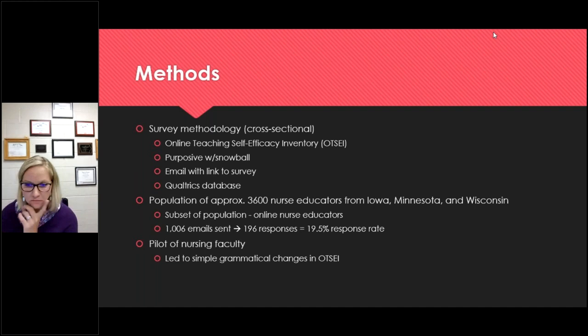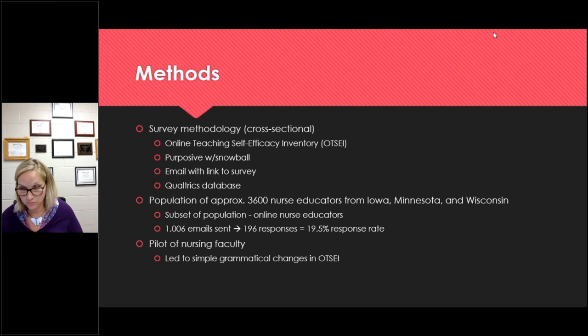So I was essentially able to guarantee anonymity, barring someone breaking into Qualtrics with my password, and even then I wouldn't have identifying information. So the population was approximately 3,600 nurse educators from Iowa, Minnesota, and Wisconsin. That number was taken from the annual reports for each state from their boards of nursing. One thing that was a consideration was the fact that none of those boards of nursing actually delineated traditional nurse educators and online nurse educators, not a single one. So it was really kind of a crapshoot on the actual size of the population for this particular study.